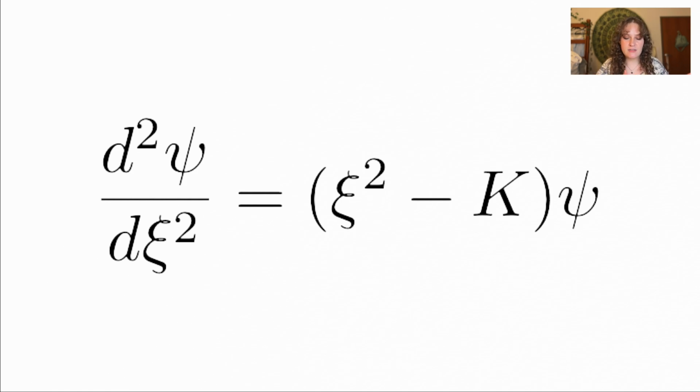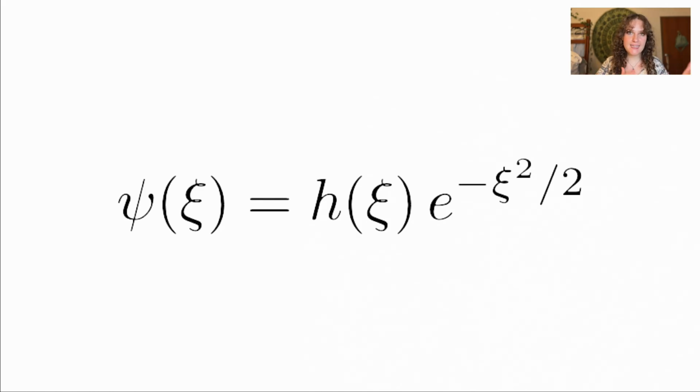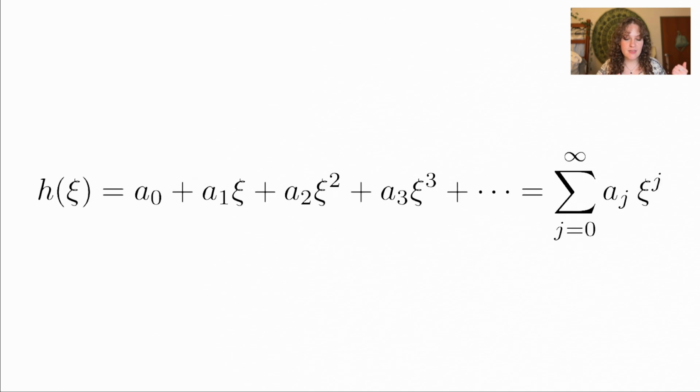First, we're going to look at the tails. When squiggle is huge, the equation simplifies to the second derivative of psi with respect to squiggle. The solution that doesn't blow up decays like e to the minus squiggle squared over 2. Then we're going to peel off that asymptotic behavior. We write psi equals h of squiggle times e to the negative squiggle squared over 2. It's very fun to say. So h only has to describe what's different from the tails.